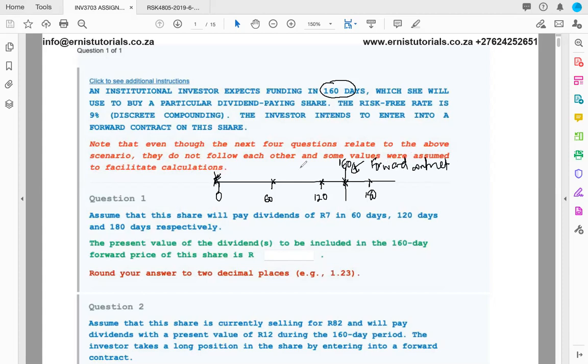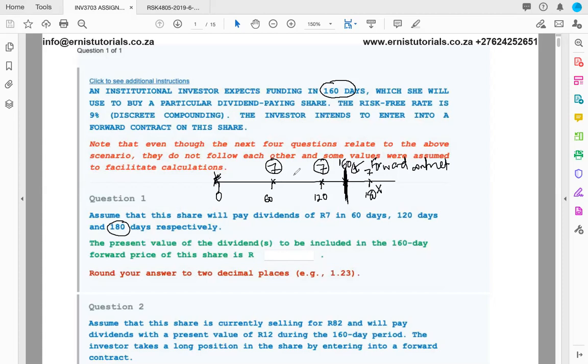And then we're going to receive 2 dividends. We'll receive a dividend of 7 Rand in 60 days, 7 Rand in 120 days. And then do you notice that this last dividend for 180 days, it's occurring after when we want to exercise the forward contract. It's after 160 days. So this one is not important. We are only concerned with these 2. When we are trying to determine the forward price of the share, we are concerned with the dividends that actually occur before the day that our derivatives contract will expire.